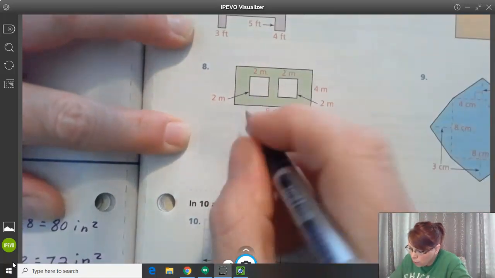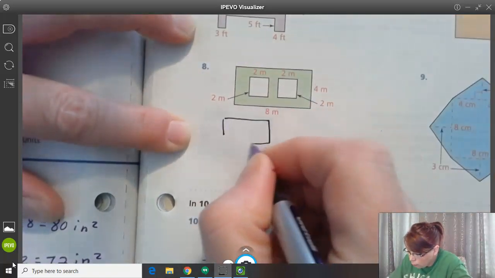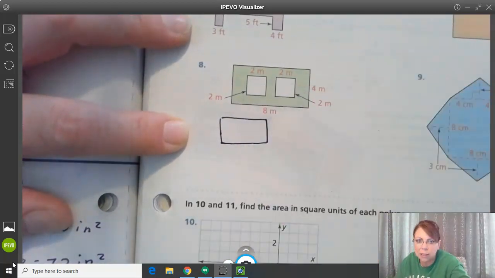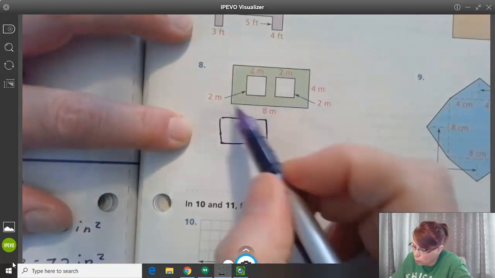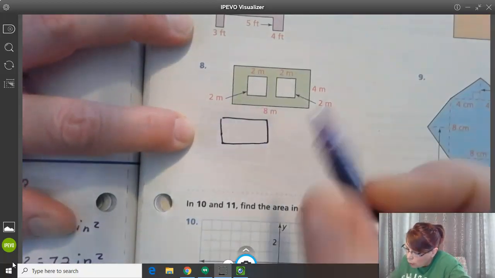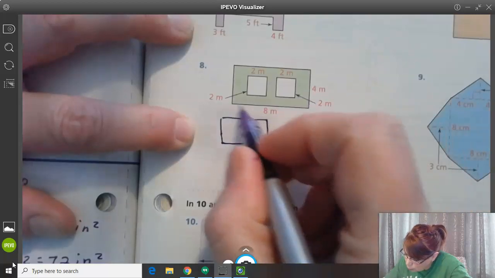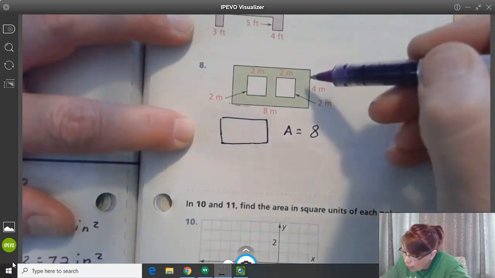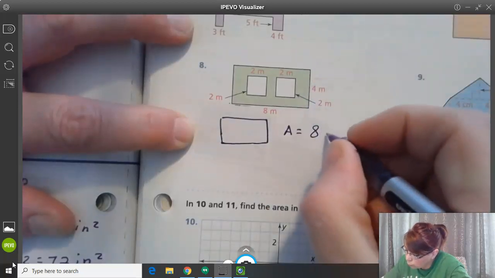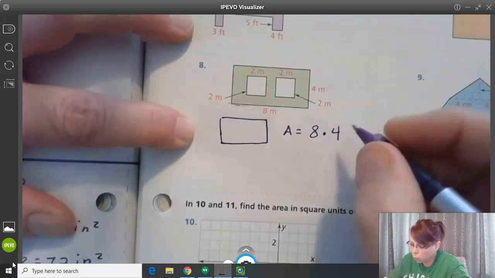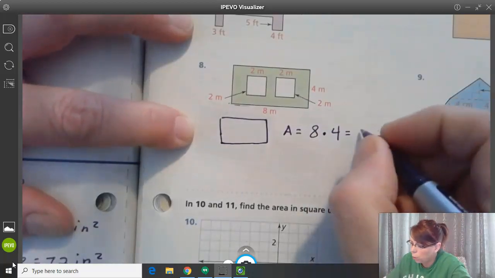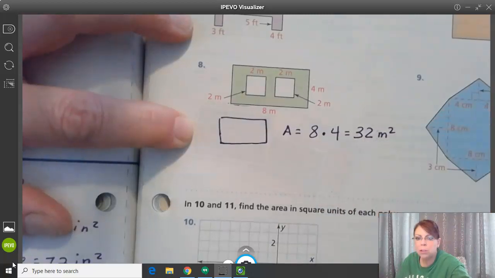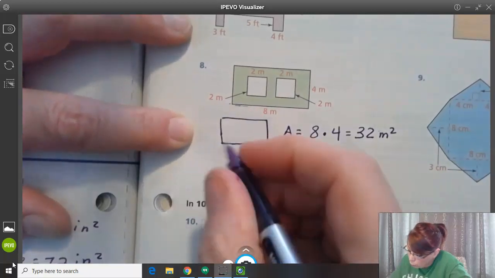So what we're going to do is figure out the area for the big green space. The whole thing. We're just going to act like these white boxes are filled in and that this is just one big green solid block. All right, so our dimensions for this, the base is 8. And the height, it tells us over here, is 4. So 8 times 4 equals 32 meters squared.